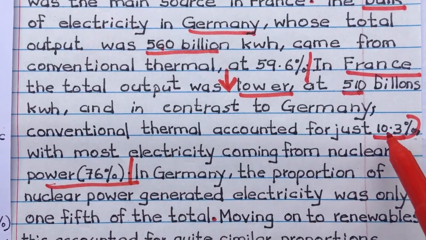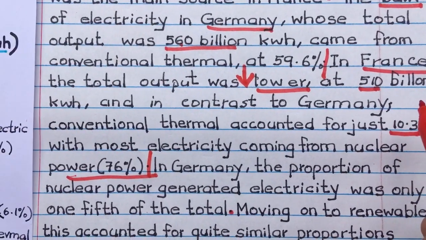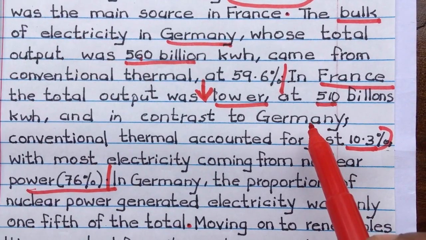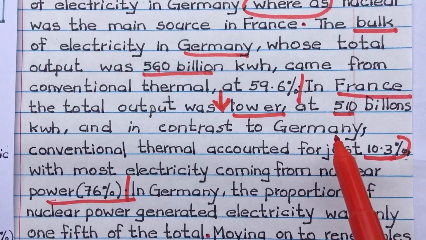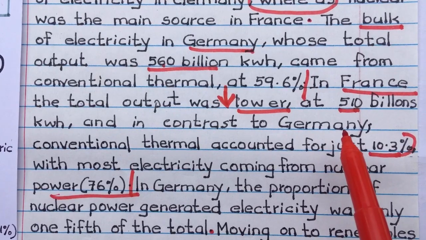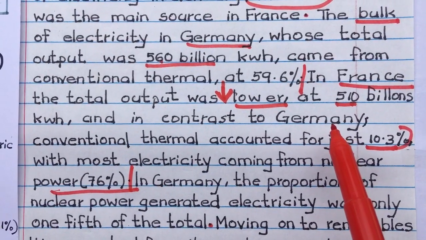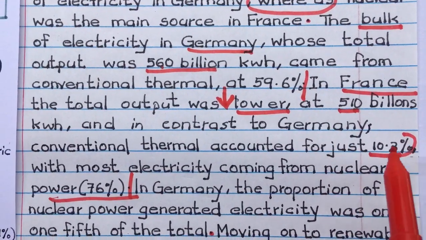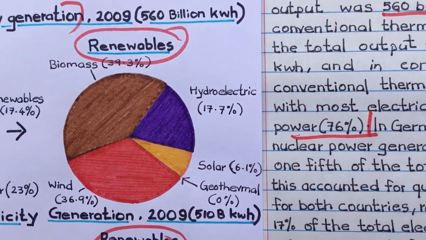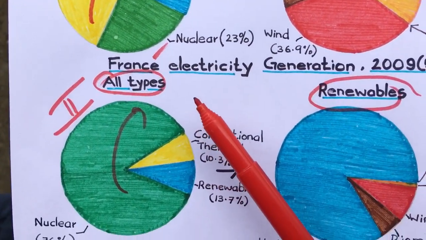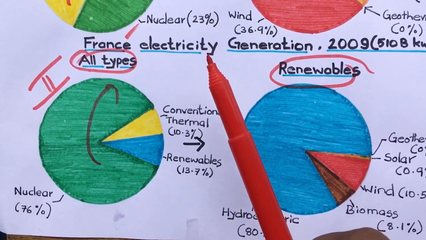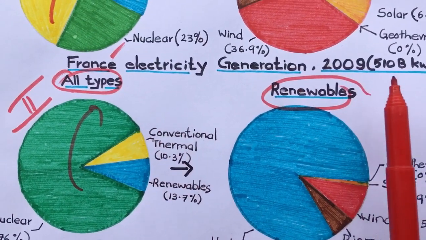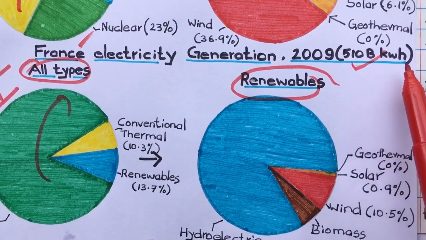One thing I would like to mention over here: when you get any form of pie chart, always think that there will be main features and sub features. Go for the main features first, then sub features. Always you can compare, contrast, or set the trend for sure. This is 100% sure. Okay, so let's move to the diagram and I'll explain how in France. So now in Germany I have set the main trend. Now I'm going to move to France. In France, the total output was lower at about 510 billion kilowatt.